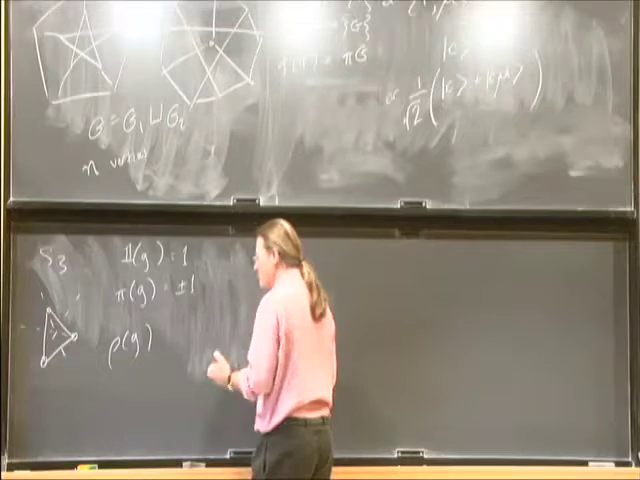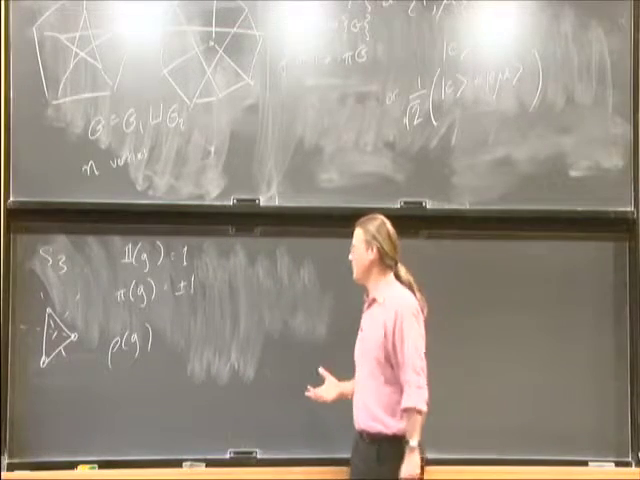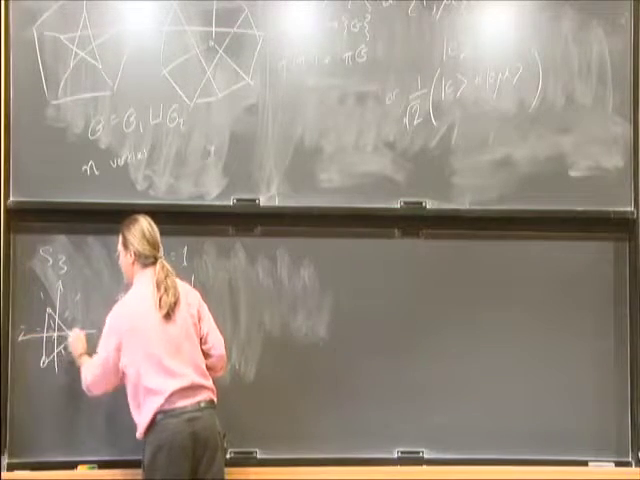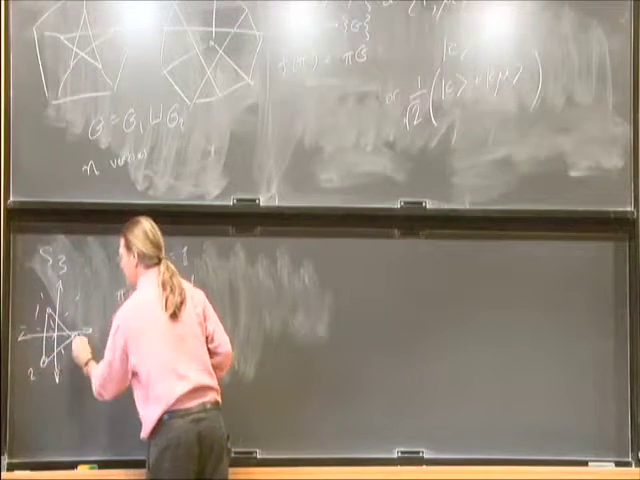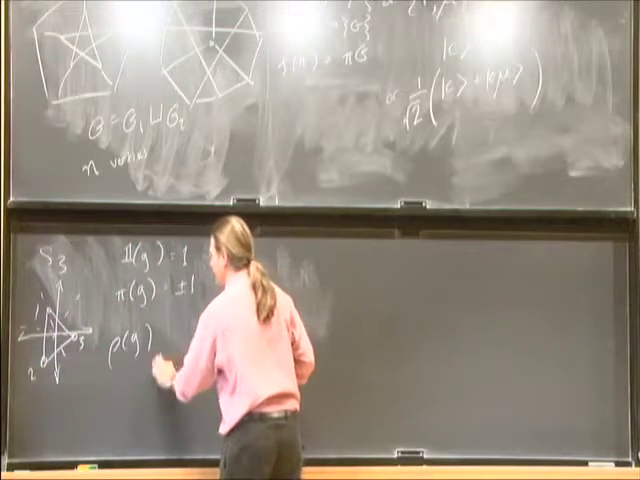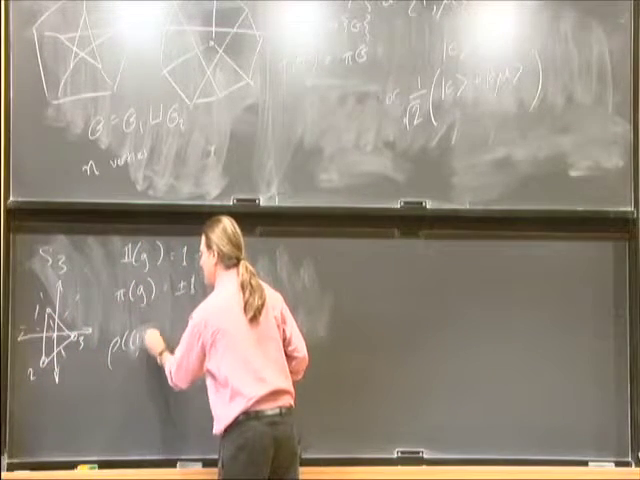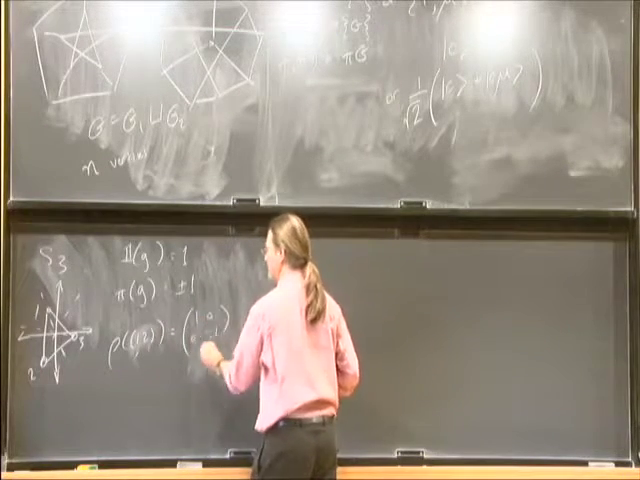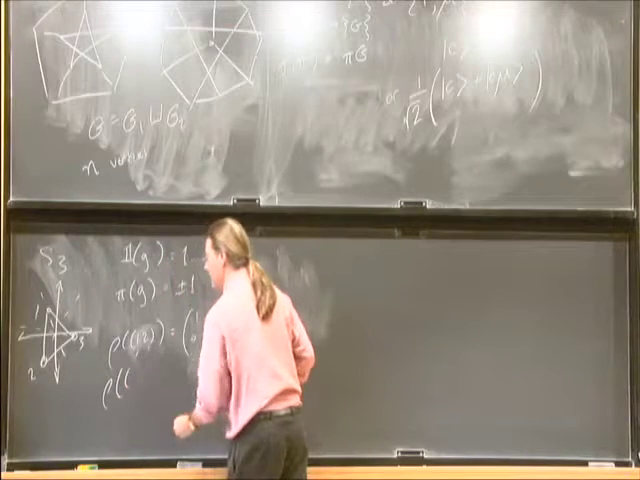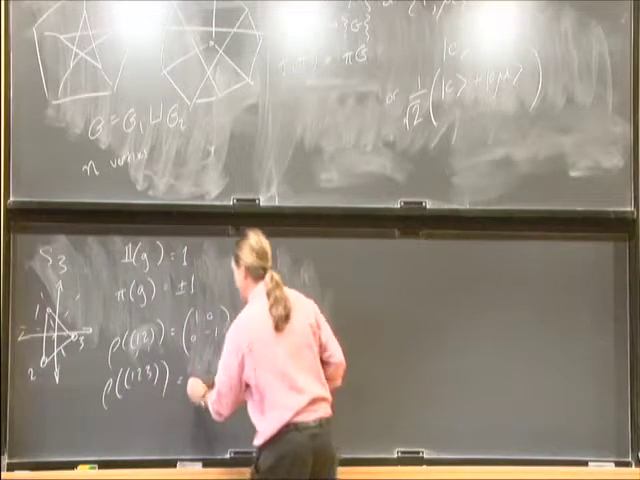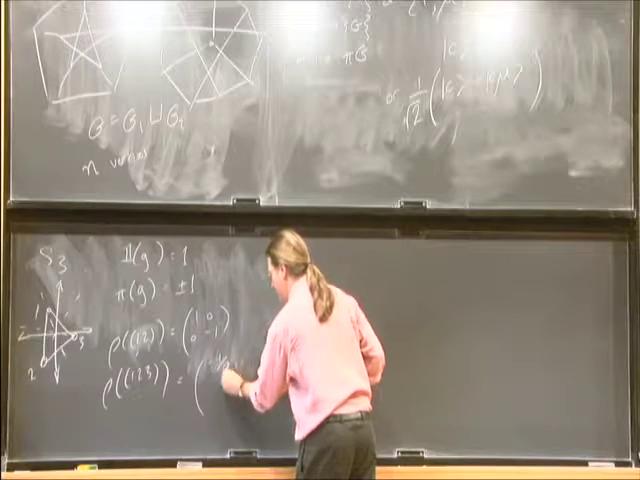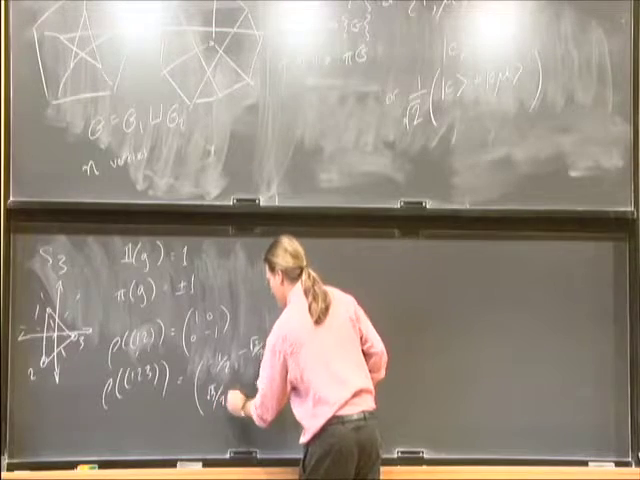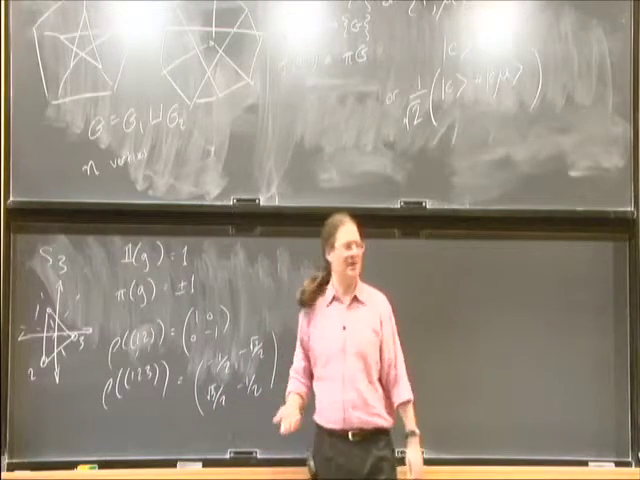And so, it's a good exercise to write these things down. So for instance, if my axes are like this, so if I actually choose a basis, and this is 1, 2, and 3, then for instance, rho of the transposition of 1 and 2 is just the reflection around the x-axis. And rho of the rotation 1, 2, 3 is just the rotation, and these signs are either right or they're not, the rotation by 2/3 pi.